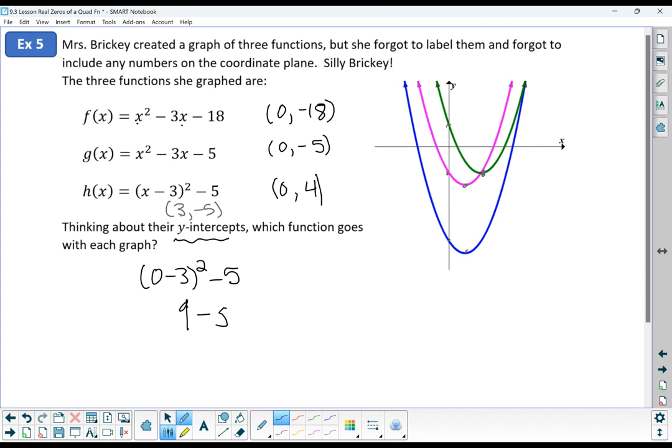So now that we have our y-intercepts, we can easily match them. It looks like the only one that has a positive y-intercept is function h. So the green one is h of x. And now we can also see that the blue one has to be function f because it has a y-intercept way down at -18. Let's label it. That is f of x. And then the pink one with the y-intercept at -5, that one is g of x. So we just compared their y-intercepts to figure out which one was which. All right, let's look at our next example.